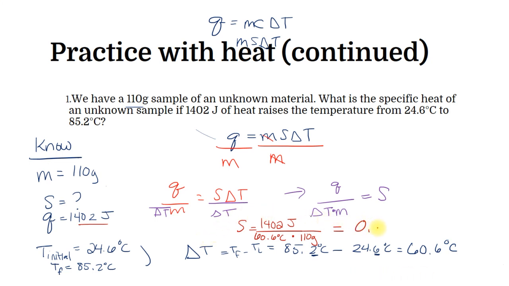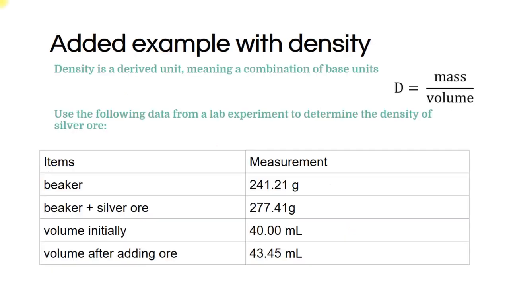So I got 0.210321. We're going to look at our data and we see 3 significant figures, 4 here and 2 here. So we're going to go with 2. So 0.21 joules per gram degrees C. That's our final answer.